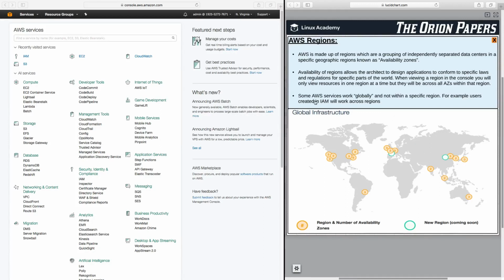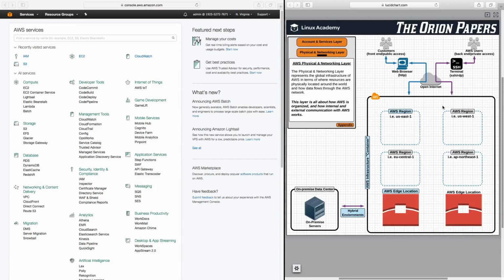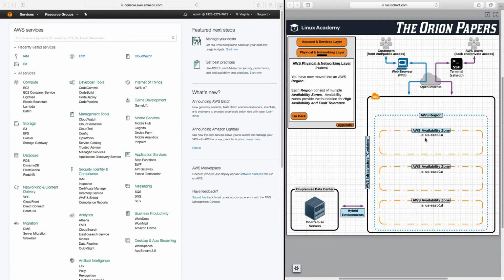So another important thing to understand is that some AWS services do work globally and not within a specific region. An example of that will be IAM, which we're going to get to in the next section. So again, understanding that, go back here, that AWS is made up of regions and edge locations. Within each region, there are multiple availability zones.